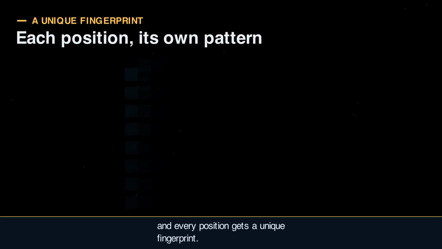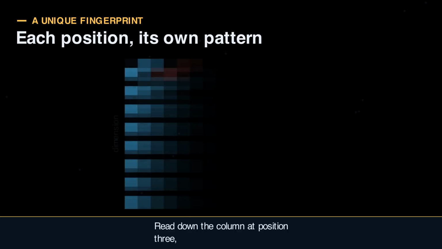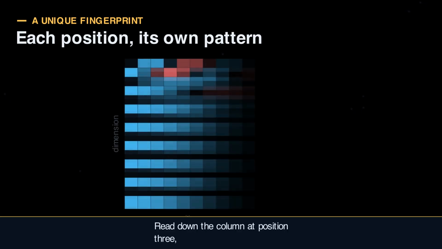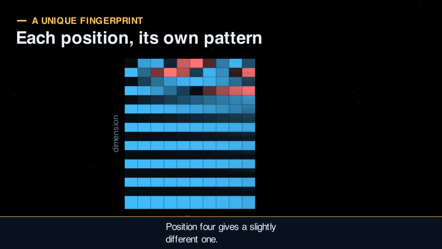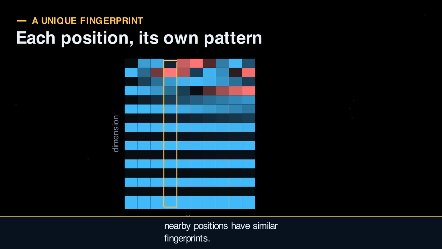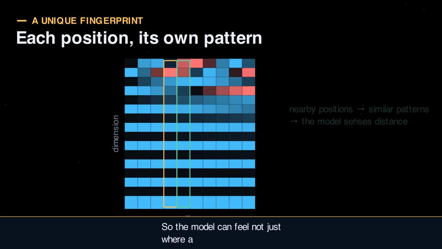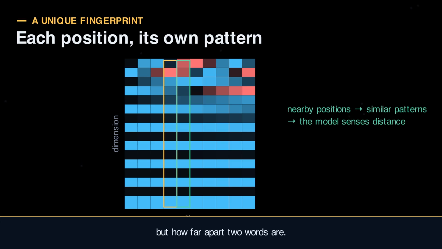Stack those waves up, and every position gets a unique fingerprint. Read down the column at position 3 and you get one specific pattern of values. Position 4 gives a slightly different one. And here is the clever part: nearby positions have similar fingerprints. So the model can feel not just where a word is, but how far apart two words are.